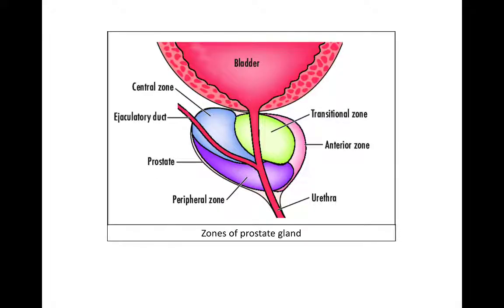In the slide, BPH occurs 100% in this zone, while malignant enlargement of the prostate occurs about 60 to 70% in the peripheral zone. The second zone affected by malignant enlargement of the prostate is the central zone, and the last zone affected by malignant enlargement of the prostate is the transition zone.